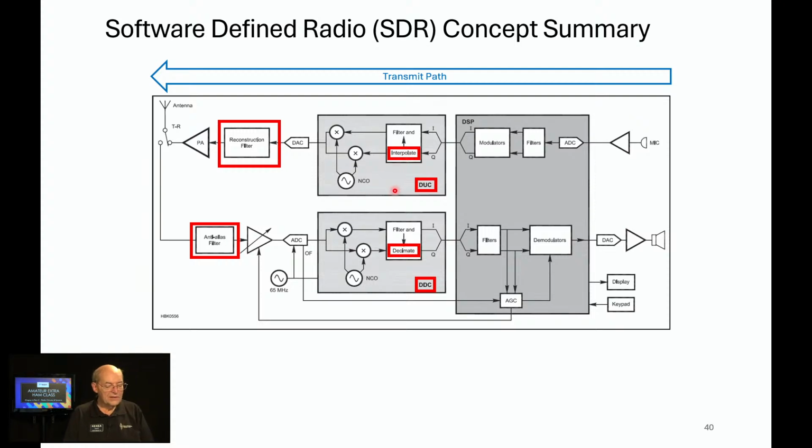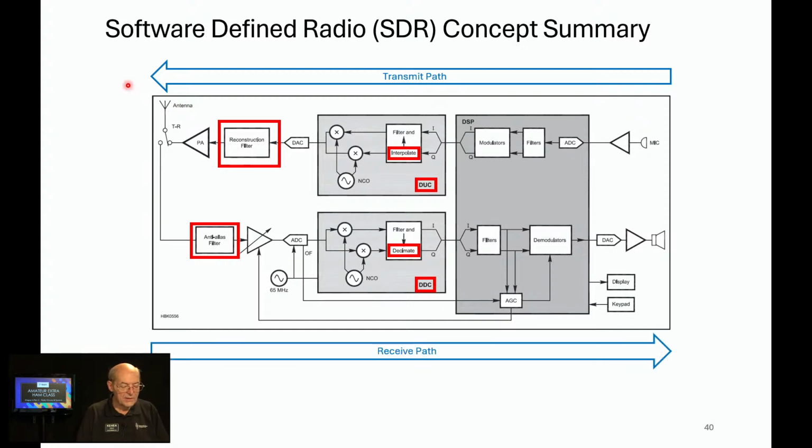NCO is a numerically controlled oscillator. We're going to take our 90-degree phase shifted signals, again, which we're coming to, then convert it up, reconstruction filter, power amplifier, and out. So this is the transmit path.